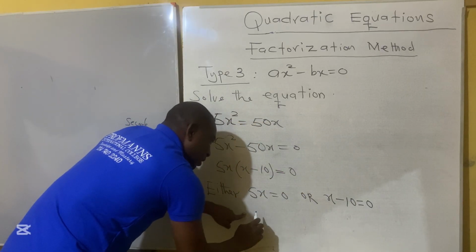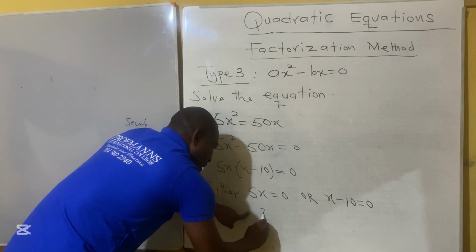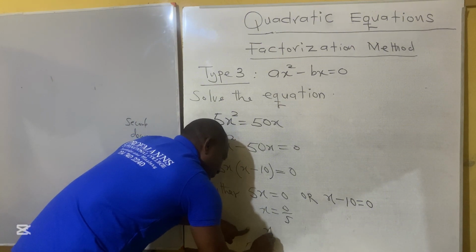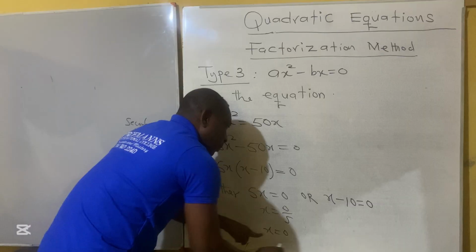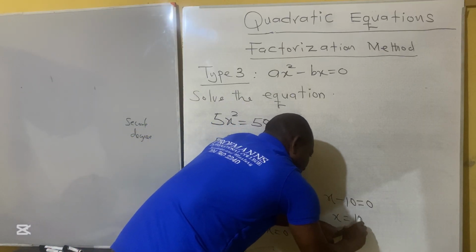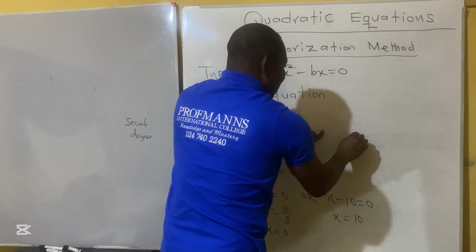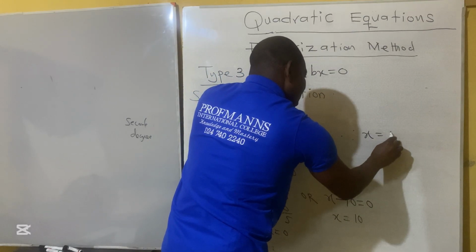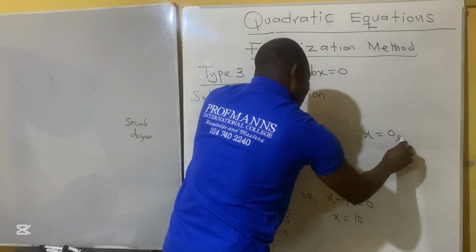So here we divide both sides by 5. So x is equal to 0 on 5. x is equal to 0. x is equal to, this crosses 10. So we conclude by saying, therefore, the roots of this quadratic equation are x is equal to 0, 10.